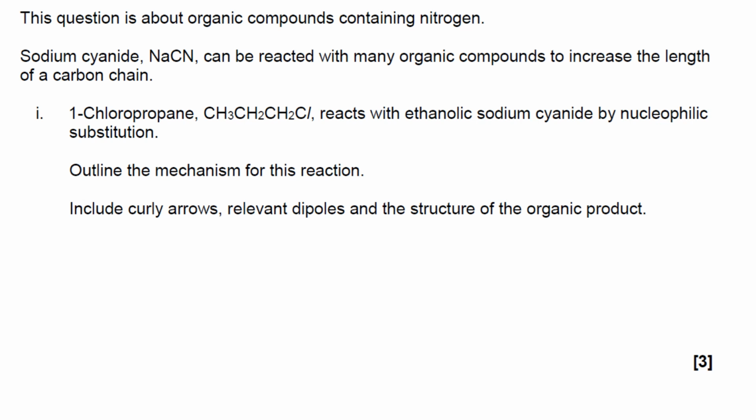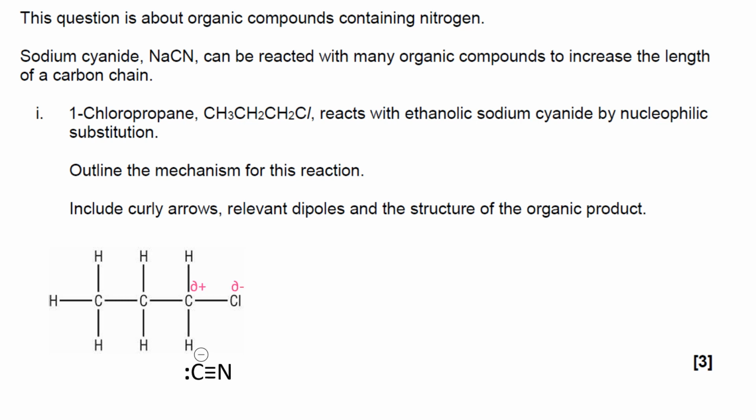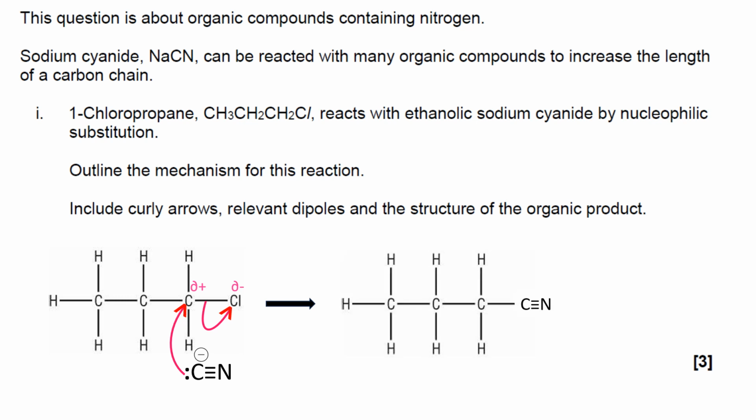And it tells you what you react your 1-chloropropane with, and it's ethanolic sodium cyanide. So again, we don't want water present, because water could interfere as a nucleophile itself. So you start off with your 1-chloropropane, and you put your dipoles in, because you can see they're telling you to put dipoles and curly arrows. So you put your curly arrows in, properly placed like that, and that gives us this product. So you can see I've taken the chlorine atom off and replaced it with C, triple bond N, and that gives you Cl-.